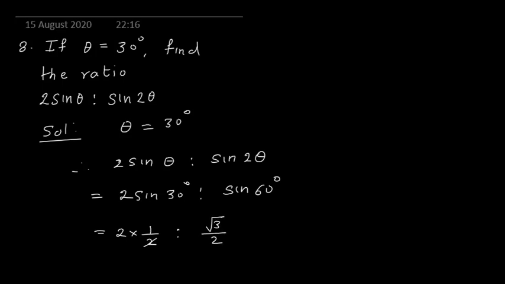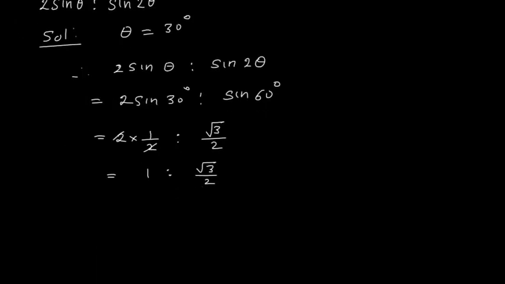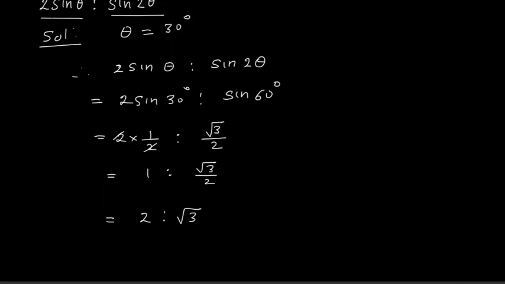This 2 and 2 will cancel. This is equal to 1 ratio root 3 divided by 2. I will multiply both the sides by 2. So this is equal to 2 ratio root 3. So 2 sin theta ratio sin 2 theta is 2 ratio root 3.